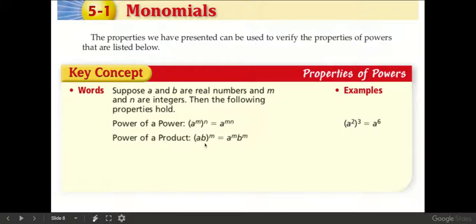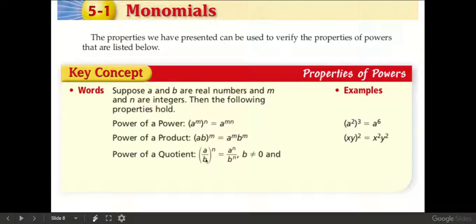Power of product, basically if I have an exponent on the outside of a parentheses, I can apply that exponent to everything inside. Again, if I had x times y in parentheses to the 2nd power, that would just give me x to the 2nd times y to the 2nd. Power of quotient rules, basically same idea.